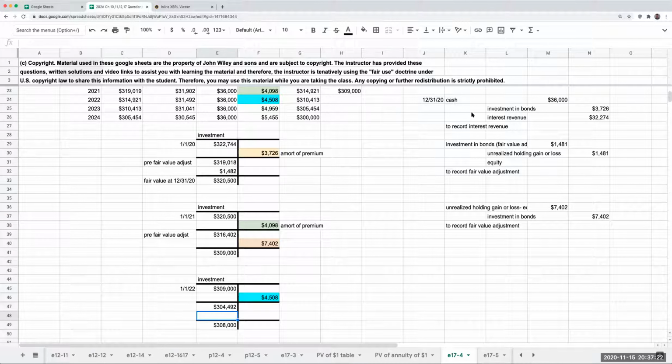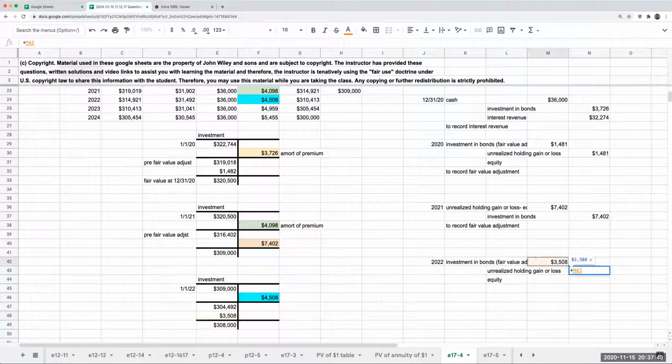So in this case, I'm going to revert back to what I had done for 2021. In 2022, I'm going to need an adjustment for 3,508. Wow, this is a great question. I'm really liking this one. This is just an exercise too. That's cool. That's what we go through and do.